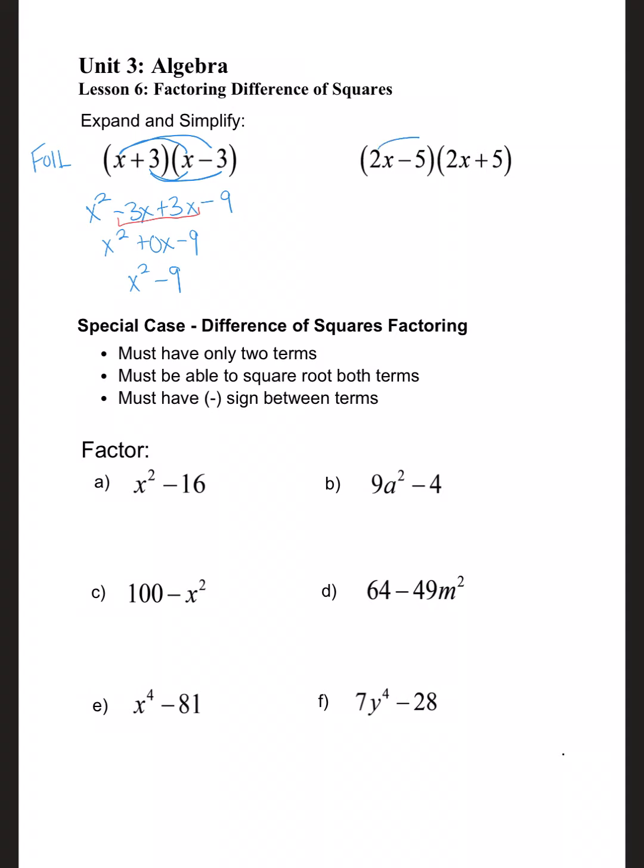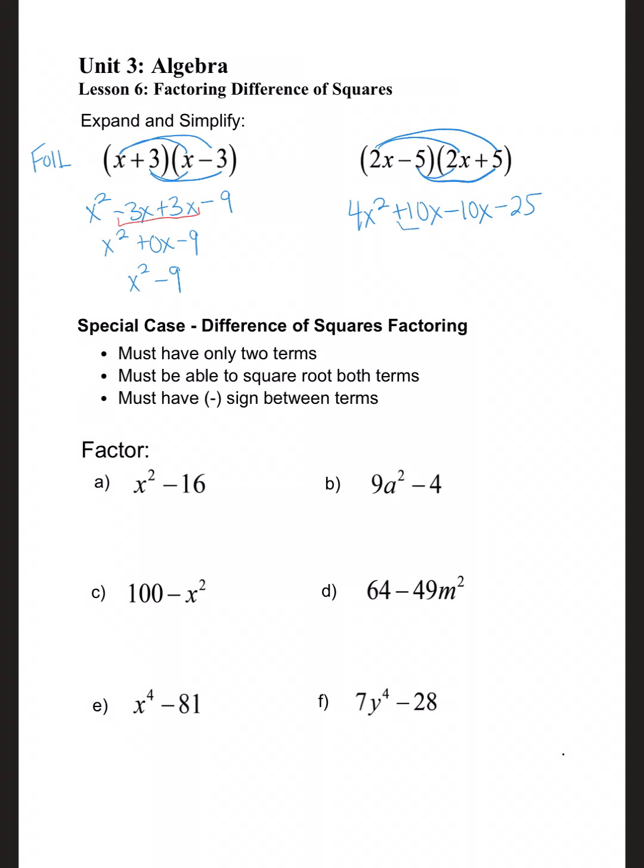Okay, we have 2x minus 5 times 2x plus 5. So we'll multiply our first terms, outside, inside, and last. Okay, so our first terms, we have 2x times 2x, would be 4x squared. Our outside terms, we have 2x times a positive 5. And then we have negative 5 times 2x, so it's going to be a minus 10x. And then our last terms, we have negative 5 times positive 5, so we're going to have a minus 25.